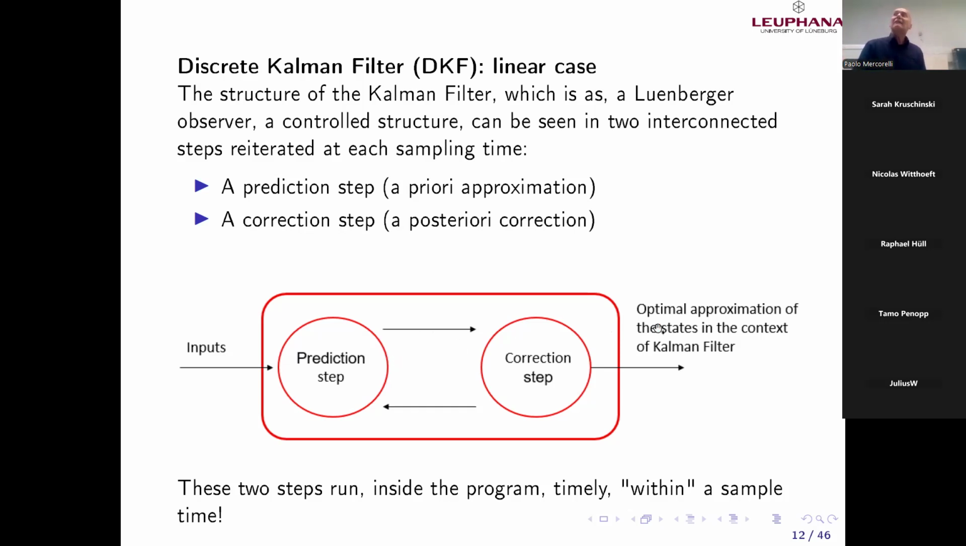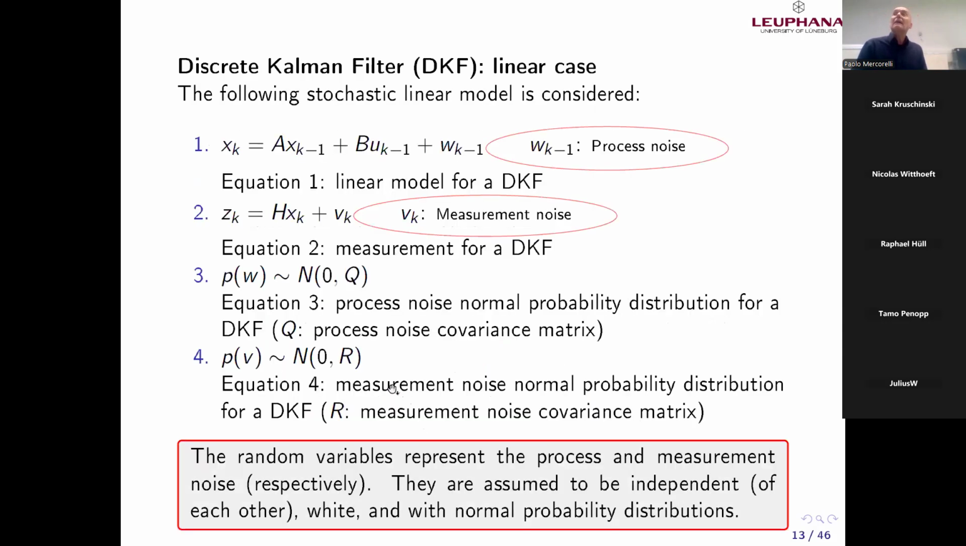Look, we have here another important word: optimal approximation of the state in the context of the Kalman filter. We can approximate many things, not only the states. We will see that this is optimal, nevertheless, under some conditions, this Gaussian and also other conditions. We can see the interconnection between the prediction and the correction step. And let me go in depth now.